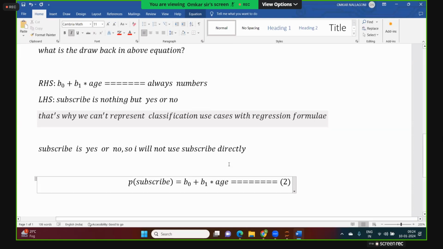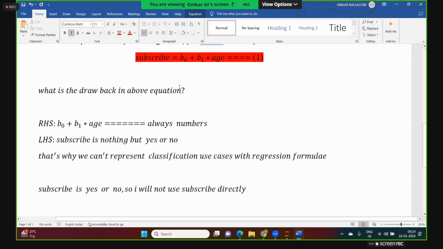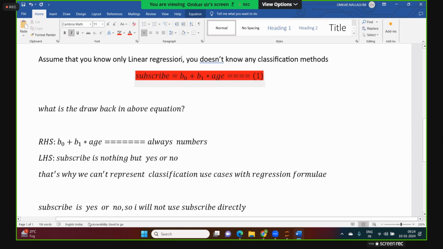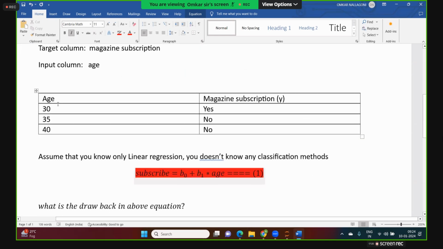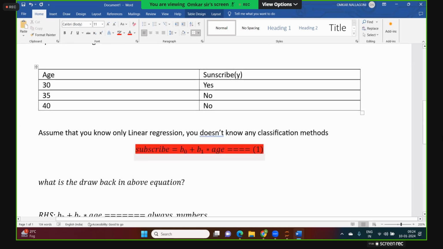What is equation number 1? Subscribe equals beta naught plus beta 1 h. Because I was given the question age, and the answer is subscribe. That is why it is called subscribe here. You know only the linear regression equation, so you have written subscribe equal to beta naught plus beta 1 into h. And then you realize that it is a wrong equation.